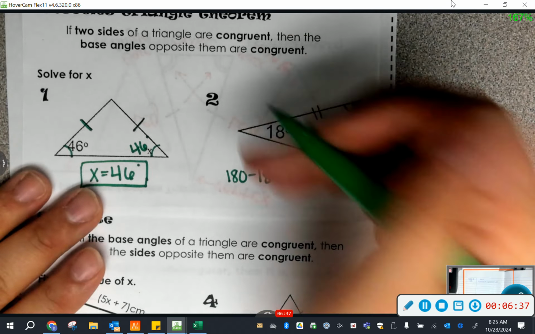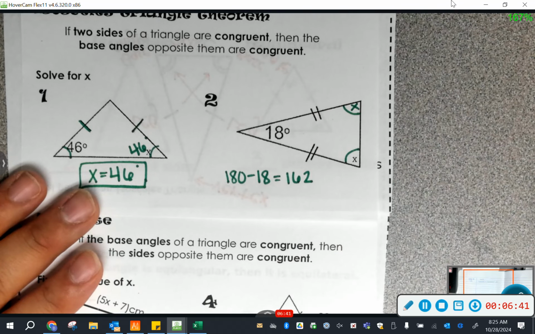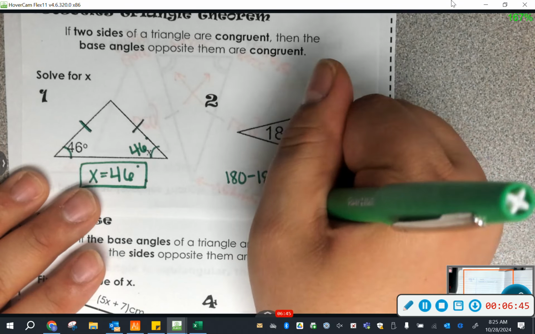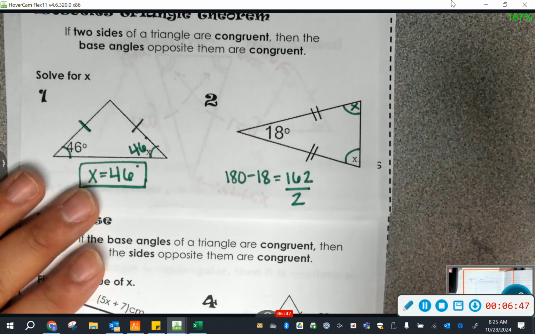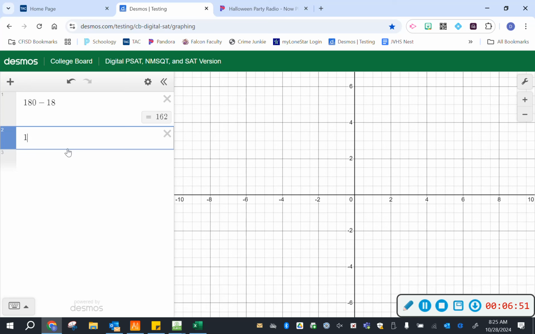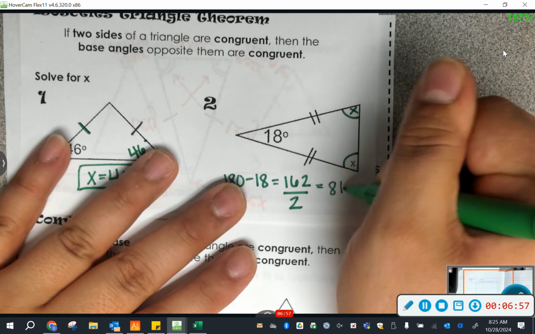162. Is that my answer for X? So if you divide it by 2 then? Why would I divide it by 2? Because there are 2 X's. So then I'm going to divide it by 2. What is 162 divided by 2? X is 81 degrees.